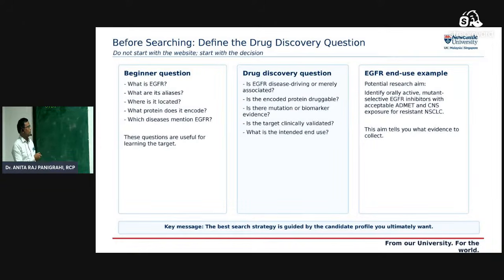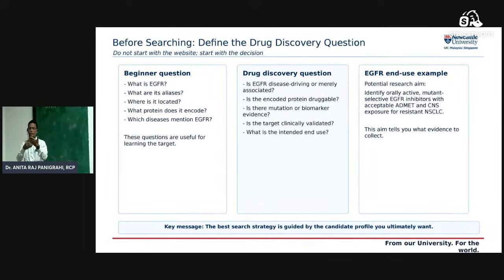This is the beginner person. What is EGFR? I feel that most probably the students who are here, with due respect, are at a beginner level. So, what is EGFR? These are the questions that you need to understand.